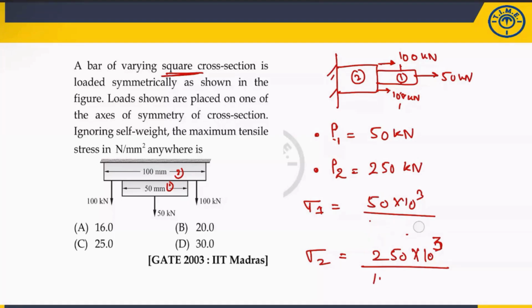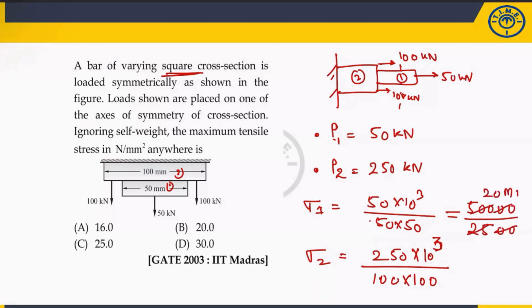Sorry, here it will be P1, sigma 1, I have taken below 1. So this is 50 into 50, and here it is 100 into 100. Now what is this value? This value will be 50,000 divided by 2500, so here it will become 20 megapascal. Now here, 25 into 10 to the power of 4 divided by 10 to the power of 4, so you will get 25 megapascal.